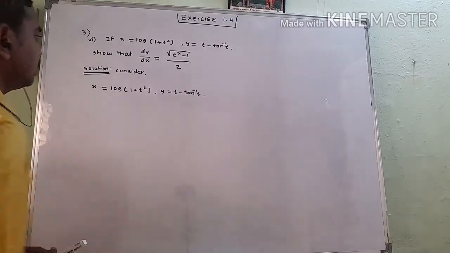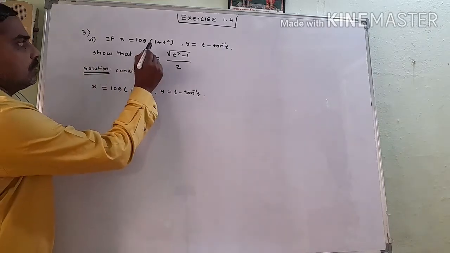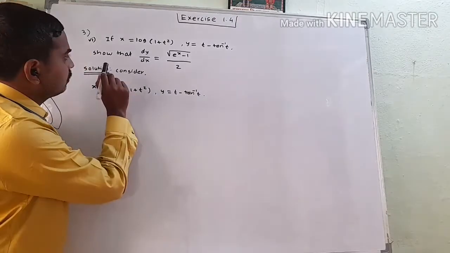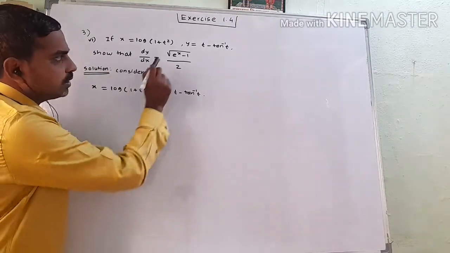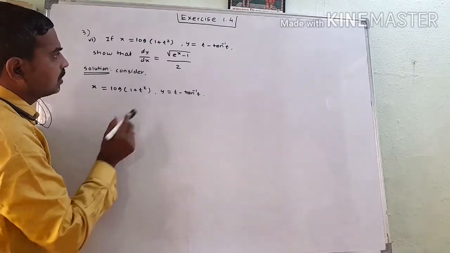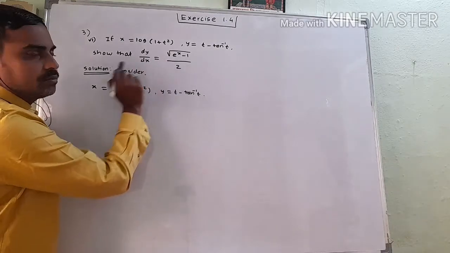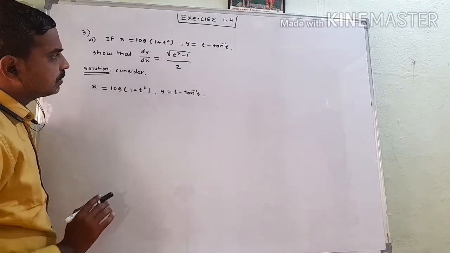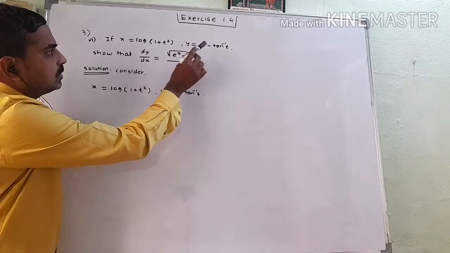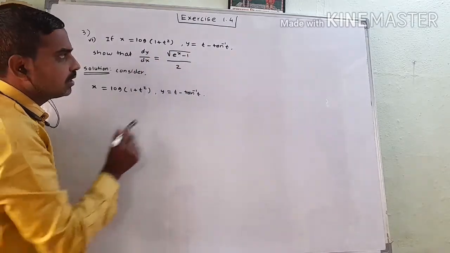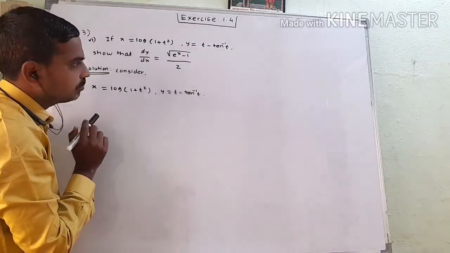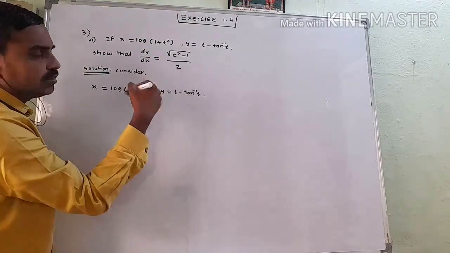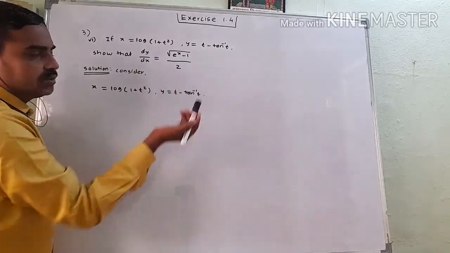Now our sixth example is x equal to log of (1 plus t square), y equal to t minus tan inverse of t. We want to show that dy by dx equal to root of (e raised to x minus 1) divided by 2. Now in this result there is an exponential function, and in the parametric function there is no exponential function. There is a relation between logarithmic and exponential functions. Then by using this relation we will convert the logarithmic function into an exponential function.